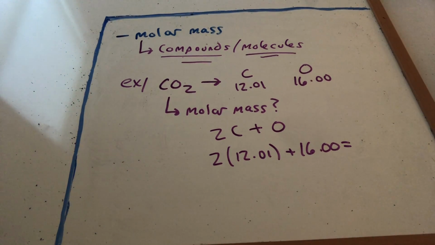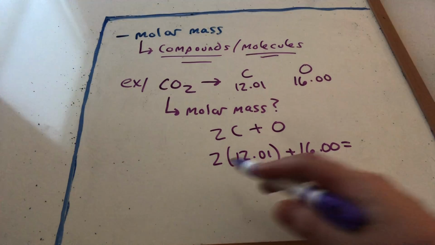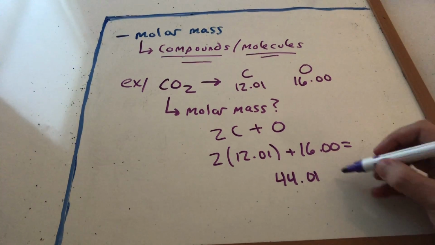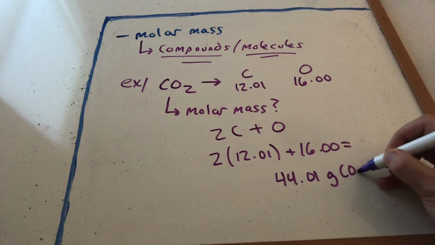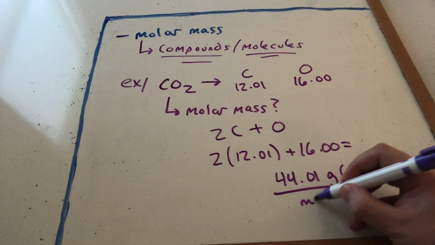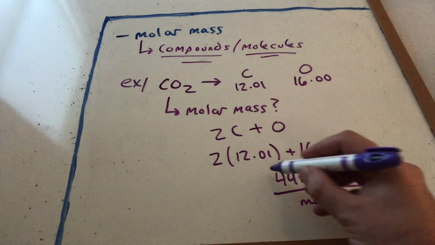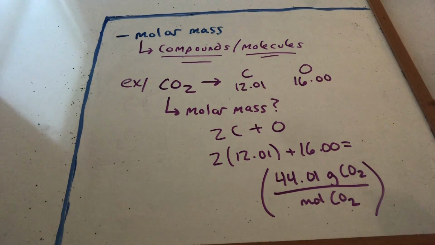It's a real simple concept, but it's good to go over because it's important. If I plug all this in my calculator, what I get is 44.01. And now let's write correct units: grams of CO2 for every mole of CO2. That is the molar mass of CO2, and that belongs to CO2. Every time you look at CO2, it'll have this same molar mass, and it's a fraction, so we can use it in problems as a conversion factor, okay?